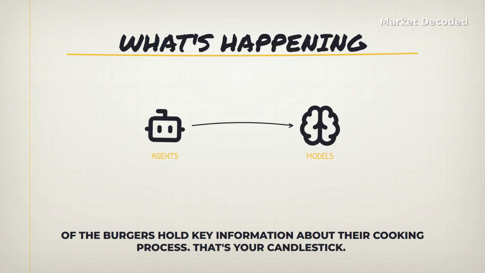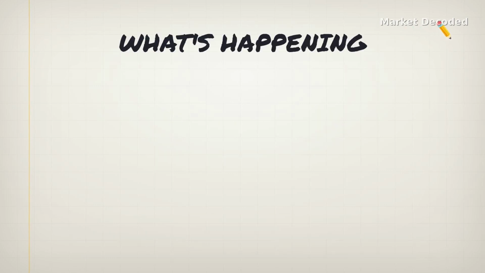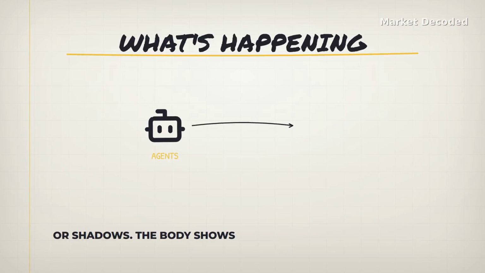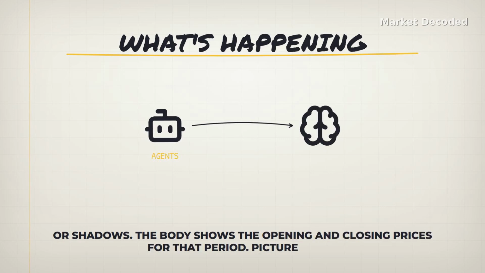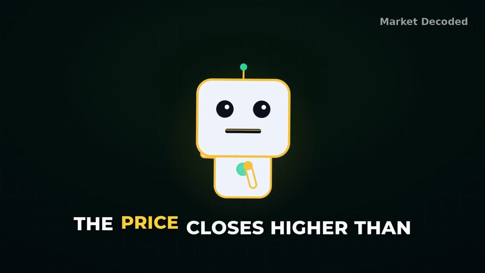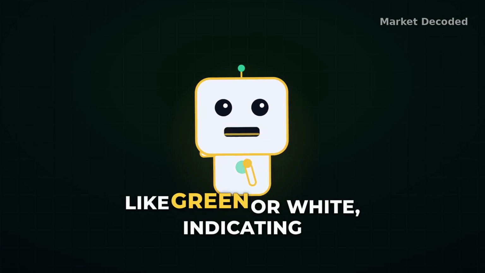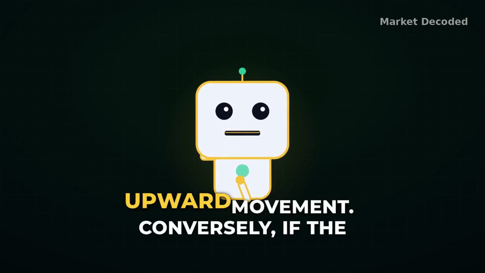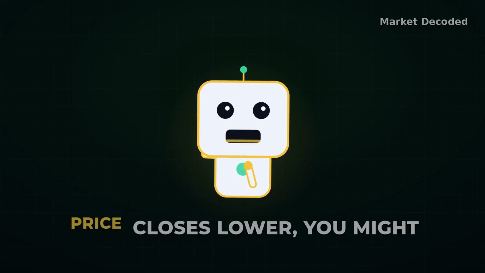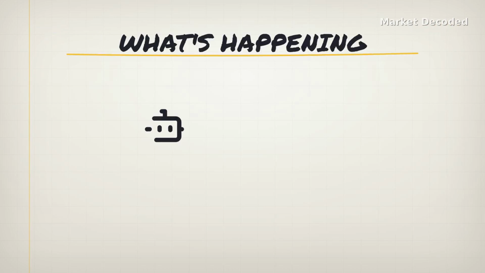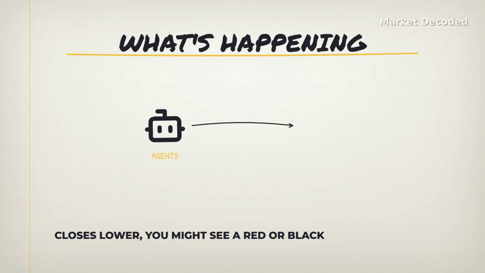The candlestick has 2 main parts: the body and the wicks, or shadows. The body shows the opening and closing prices for that period. Picture it like the juiciness of your burger. The thicker the body, the more intense the price movement. If the price closes higher than it opened, the body is often filled with a color like green or white, indicating upward movement. Conversely, if the price closes lower, you might see a red or black body, reflecting a decline.